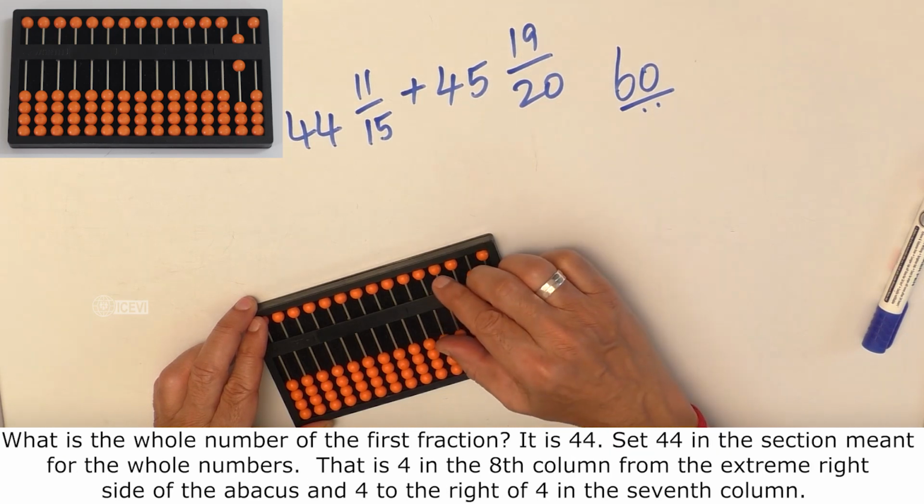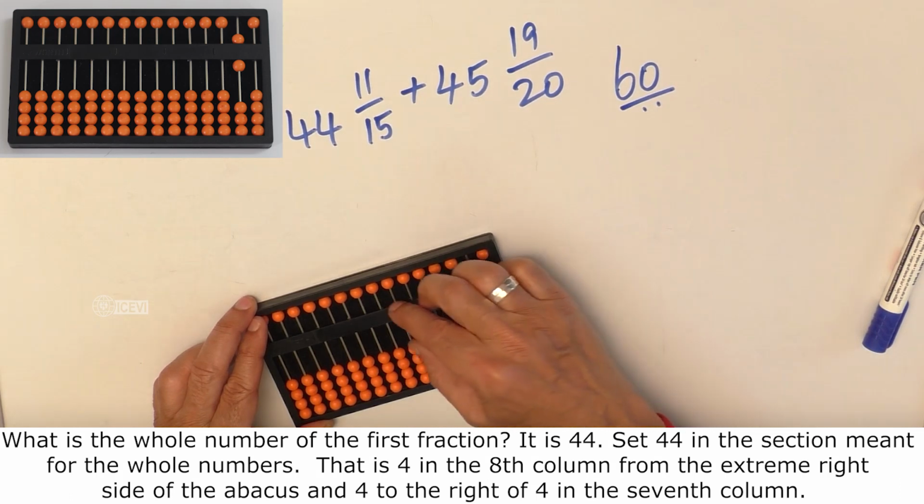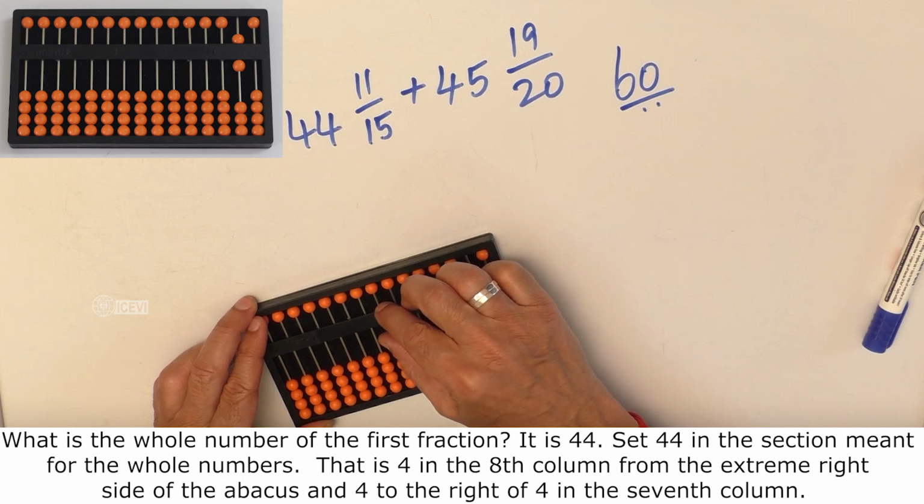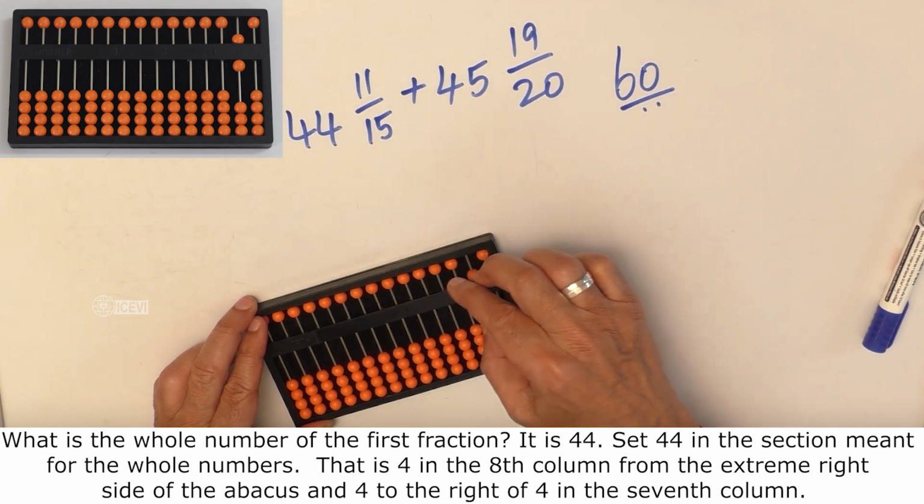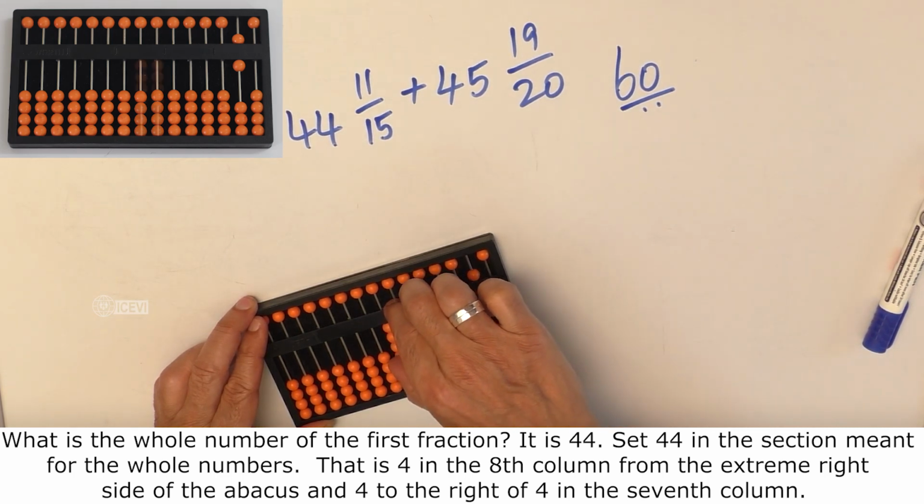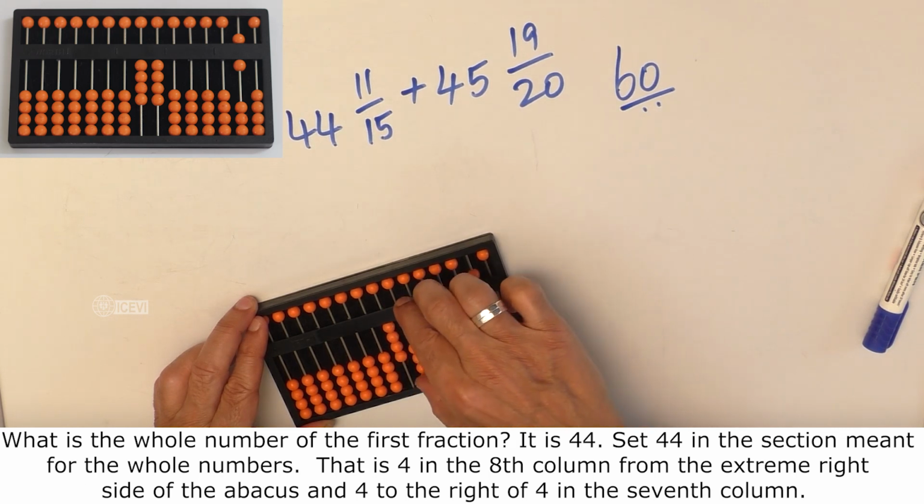What is the whole number of the first fraction? It is 44. So, set 44 in the section meant for the whole numbers. That is 4 in the 8th column from the extreme right of the abacus and 4 to the right of 4 in the 7th column.